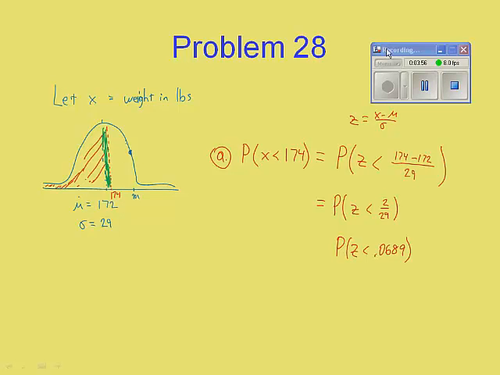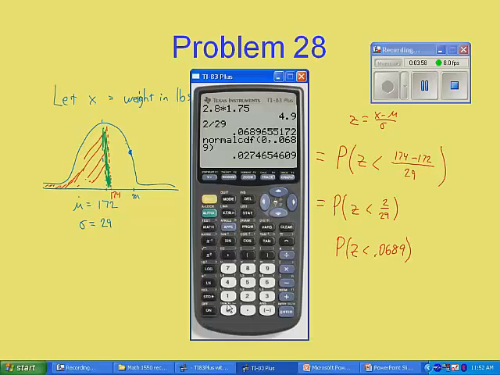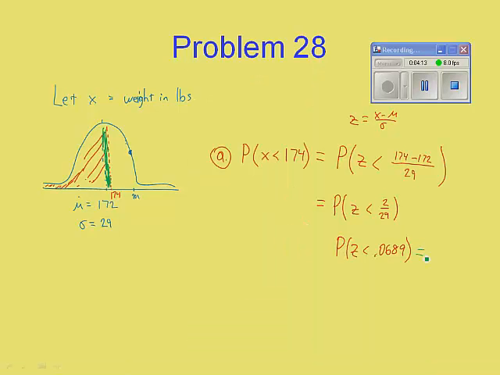So if you do that, what's the last thing I have to do to this? Yeah, you have to add the 50% on for the other part because we want to be greater than. And so there's your answer, 52.7%. Okay?